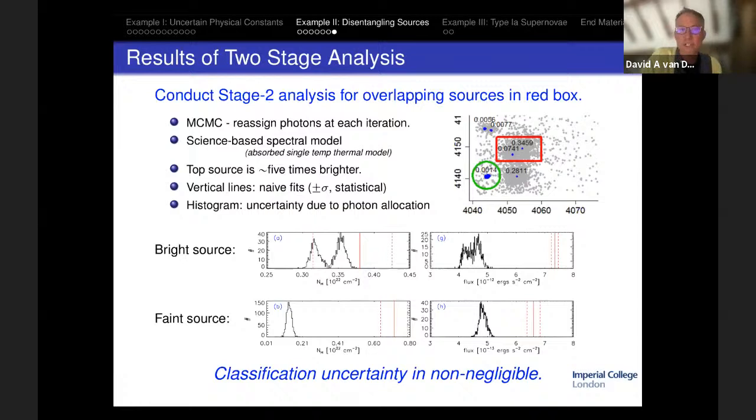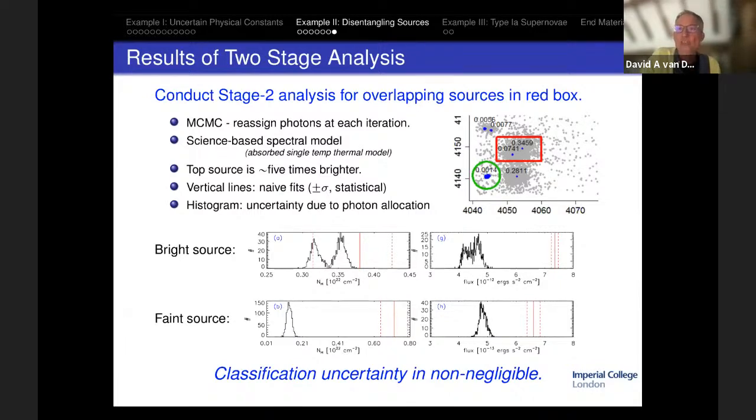And the histograms are the histograms of the fitted values of the spectral parameters. And what you want to notice here is that the statistical errors that ignore the uncertainty in the classification of photons, or based on that naive analysis, at least for some of these parameters, are quite a bit smaller than the systematic errors that come from misclassifying photons.